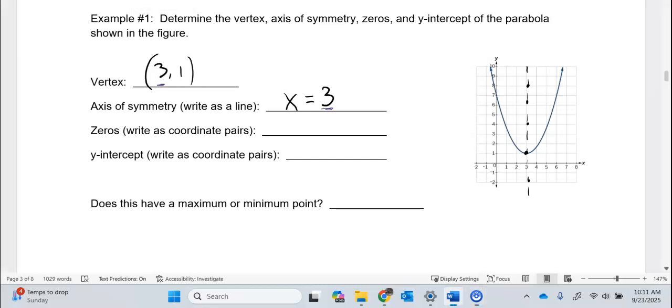Zeros, I want to find the zeros of this thing, and I'm using this function to show you we don't always have zeros. Okay? There are no zeros. That is the x-intercepts, also called roots or zeros. In this case, there's none. If the graph opens up and it's above the x-axis, it won't cross. We do have a y-intercept right here at 0, 7. And we definitely have a minimum, which is the vertex because it opens up.